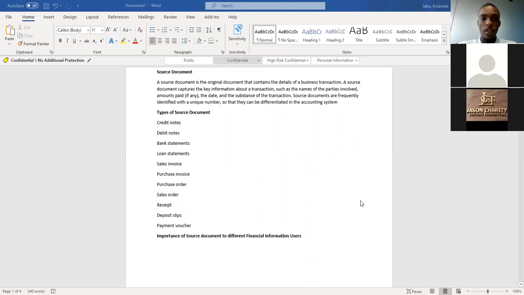Yes, sir. Okay, so I'll be starting with source document. So source document is just the original document that contains details of business transaction. That is, it is the document that details each transaction that an entity enters into, be it sales transaction, purchase transaction, any form of transaction. Source document is that document that evidences that transaction, that is just an evidence of a transaction. So a source document captures the key information about a transaction, information such as name of the party involved, amount paid, the date of this transaction.